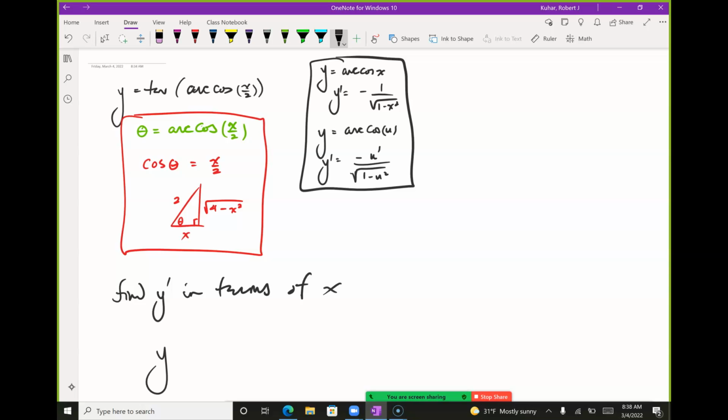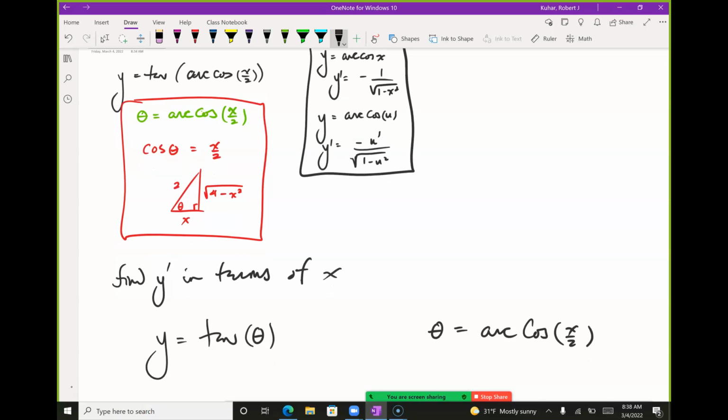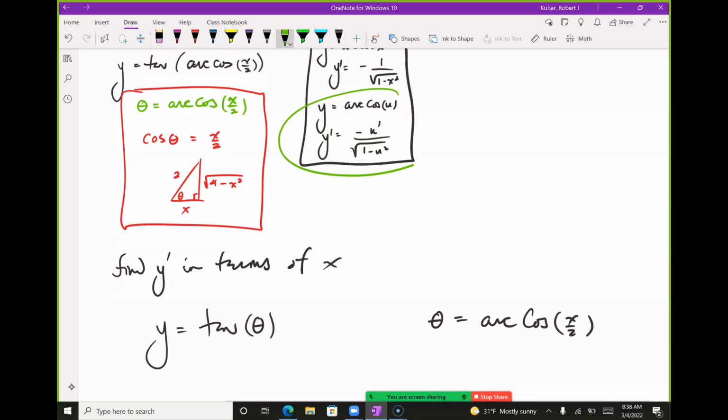All right, so here's my original problem. It's tan of theta. That's the easiest way to think of this. And theta is what? Arccos of x over 2. Well, that's hinting at me that I need a u value. So what is u here?